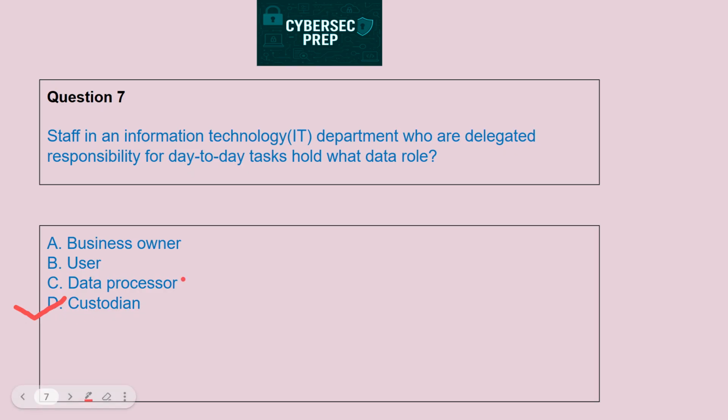Data processor is wrong because data processors are the systems used to process the data, right? Business owners are typically the project or system owners who are tasked with making sure that the systems provide value to their users or customers. So it is also not right for this question. Users are simply the users who want to use the services, right? So again, the best option is option number D, custodian, for this question. Move on to the next one.